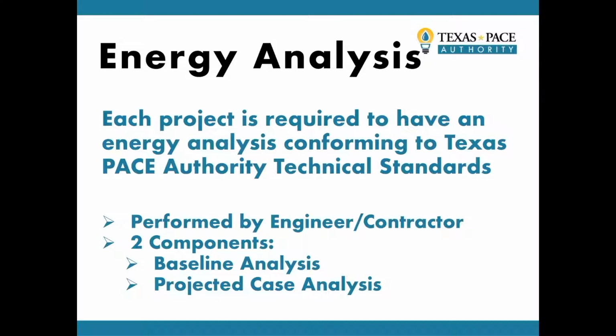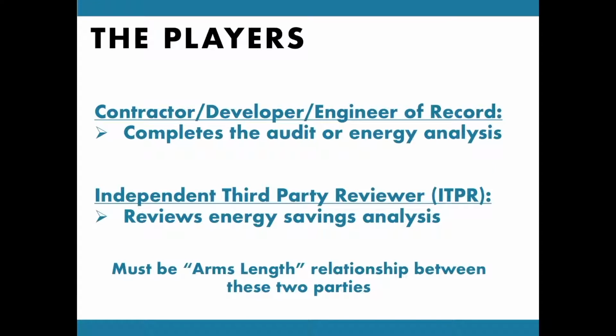That analysis really will be performed by the contractor or the engineer on the project, and there should be 2 components to the analysis. One is going to be a baseline, what is the building currently using in terms of utilities, and the second part is the projected case, what will the building be using after the project is installed.